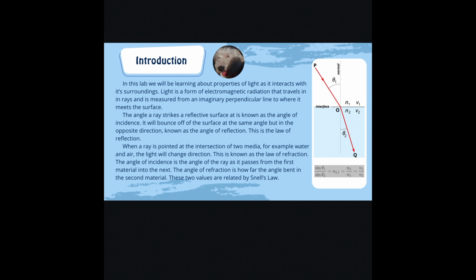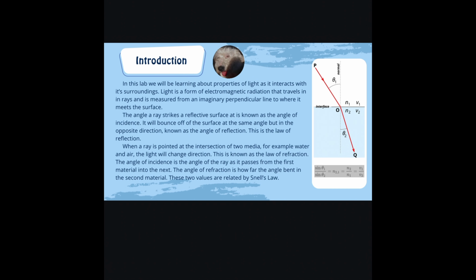Snell's law states that for a given pair of media, the ratio of the sines of the angle of incidence and the angle of refraction is equal to the refractive index of the second medium with regard to the first, which is equal to the ratio of the refractive indices of the two media, or equivalently to the ratio of phase velocities in the two media.